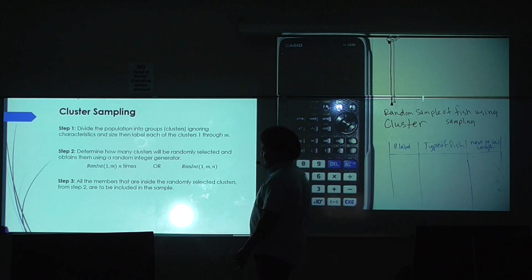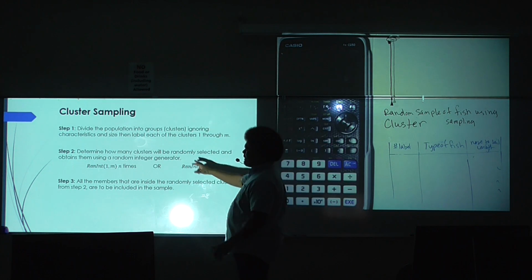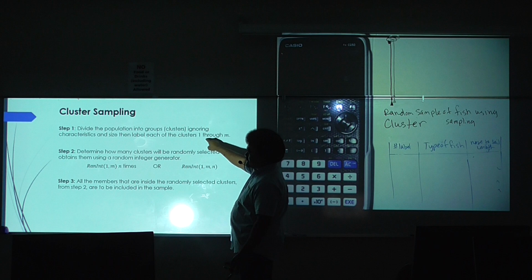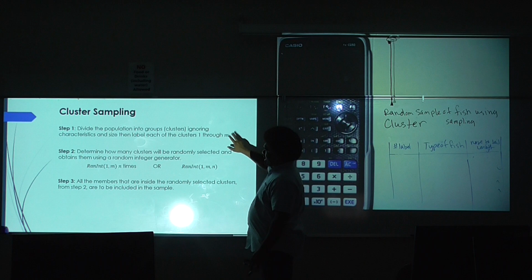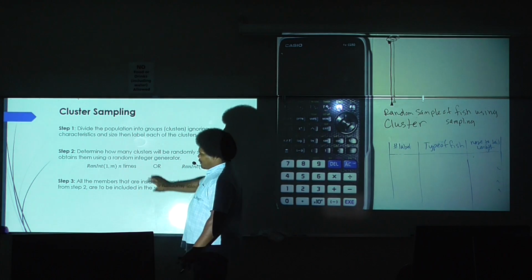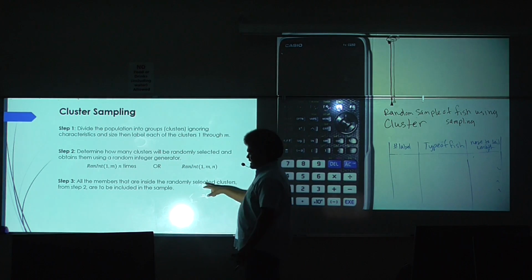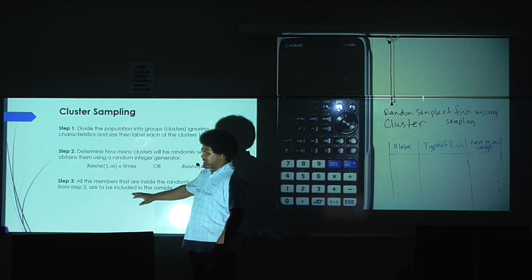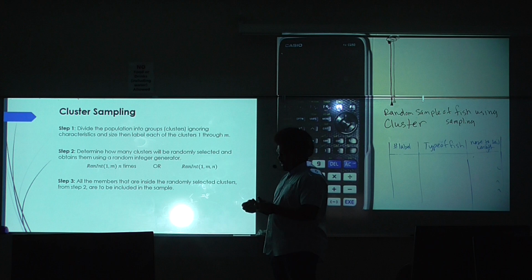From here, we determine how many clusters we want to randomly select, and obtain them using a random generator. Make sure that when clustering, you label them, 1 through however many clusters you have made. Then select how many you want by random. After we select the clusters, every member inside the randomly selected clusters has to be included in the sample, no matter what. So that's how clustering works.